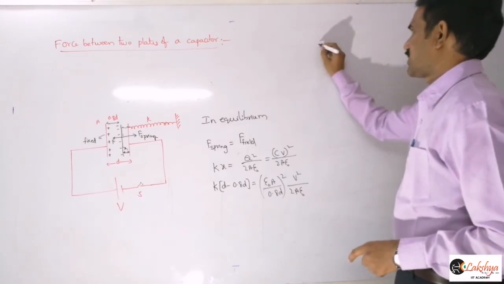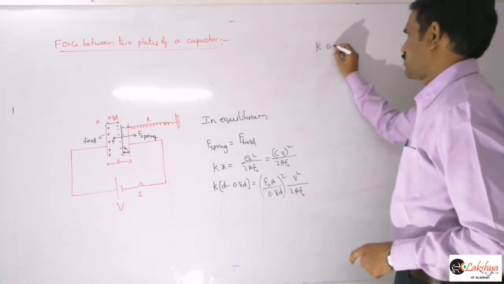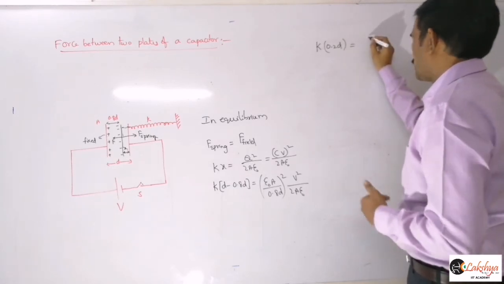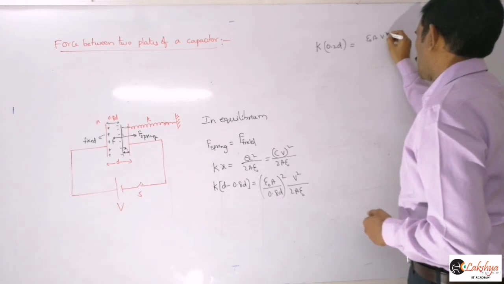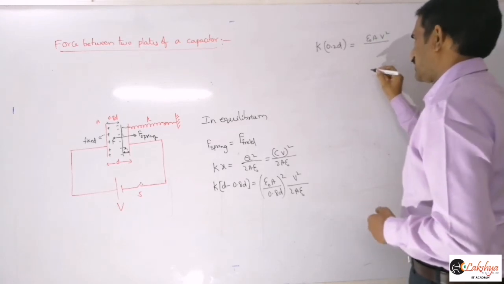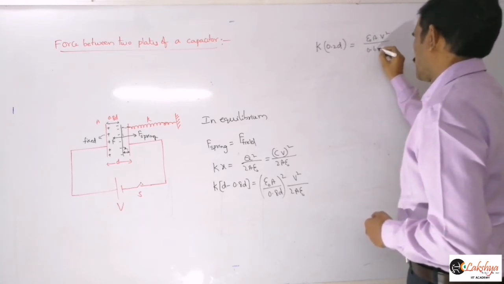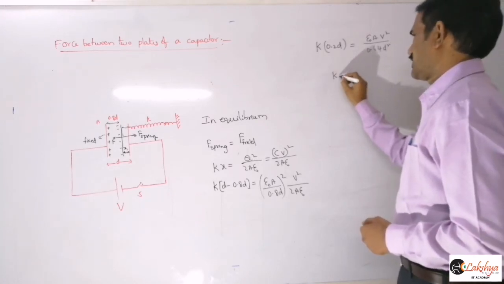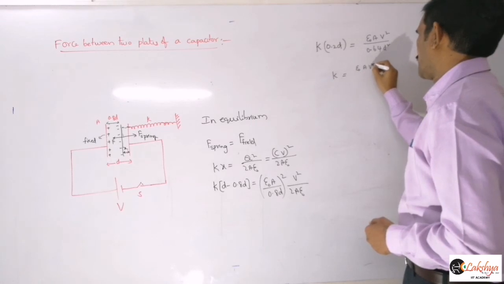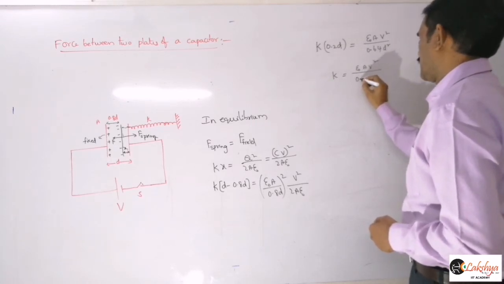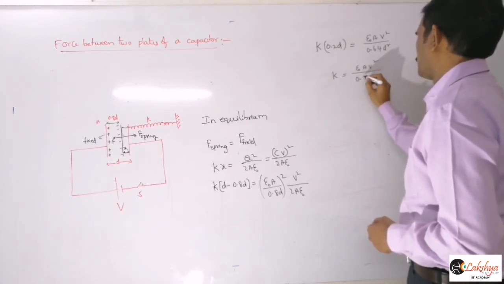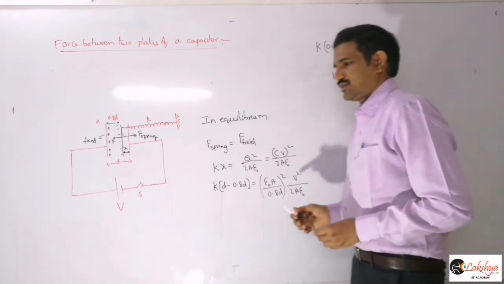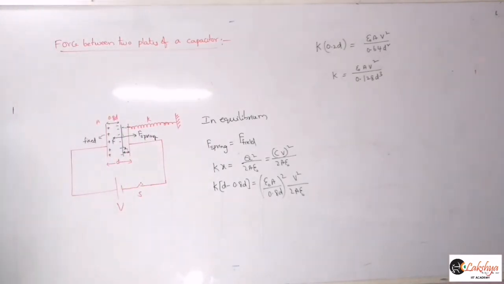Therefore we can write this expression as K into 0.2 D is equal to epsilon naught A, one epsilon naught A will be cancelled, epsilon naught A into V square by, and here it is 0.64 D square. And so then the K value is epsilon naught A into V square by 0.128 into D cube. That's the general expression for this K value.